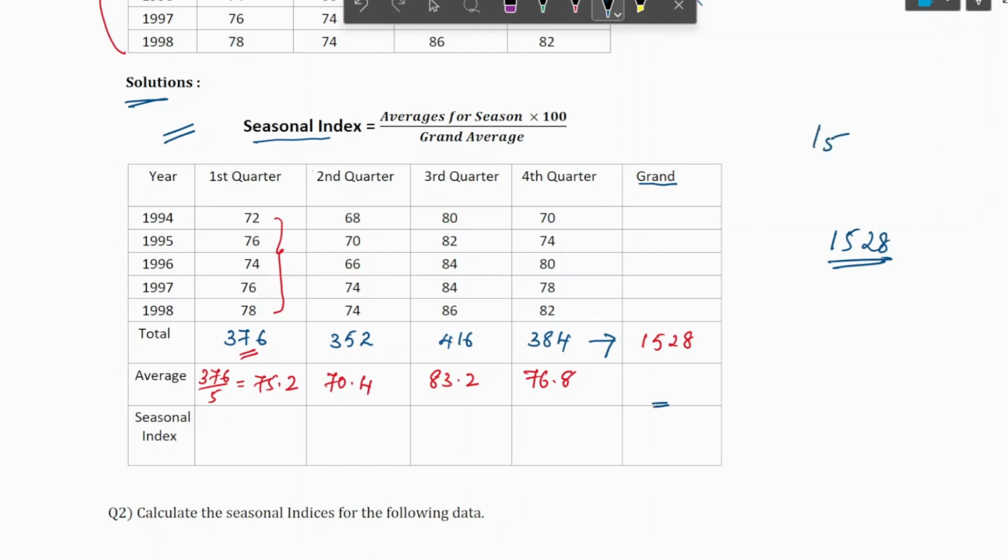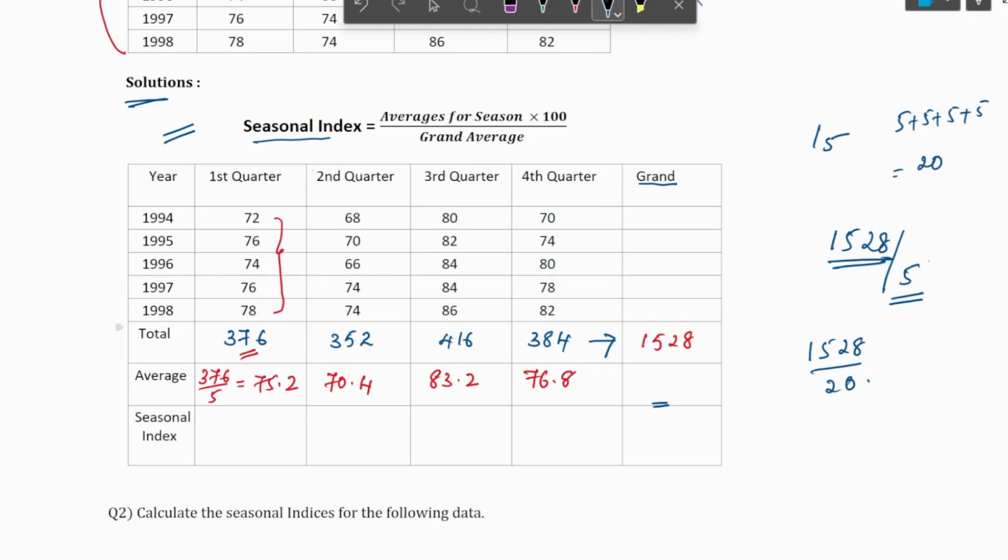Normally students make the mistake of dividing by 5, but it is wrong. Because here 1528 is the total value of all the quarters. First quarter there are 5 values, second quarter 5, third quarter 5, fourth quarter 5. That means each quarter has 5 values. Therefore, how many values did we add in total? 20 values. That means for finding the grand average, you are going to divide by 20. Therefore, never make it 5 automatically, just because here we divided by 5 for each and every quarter average.